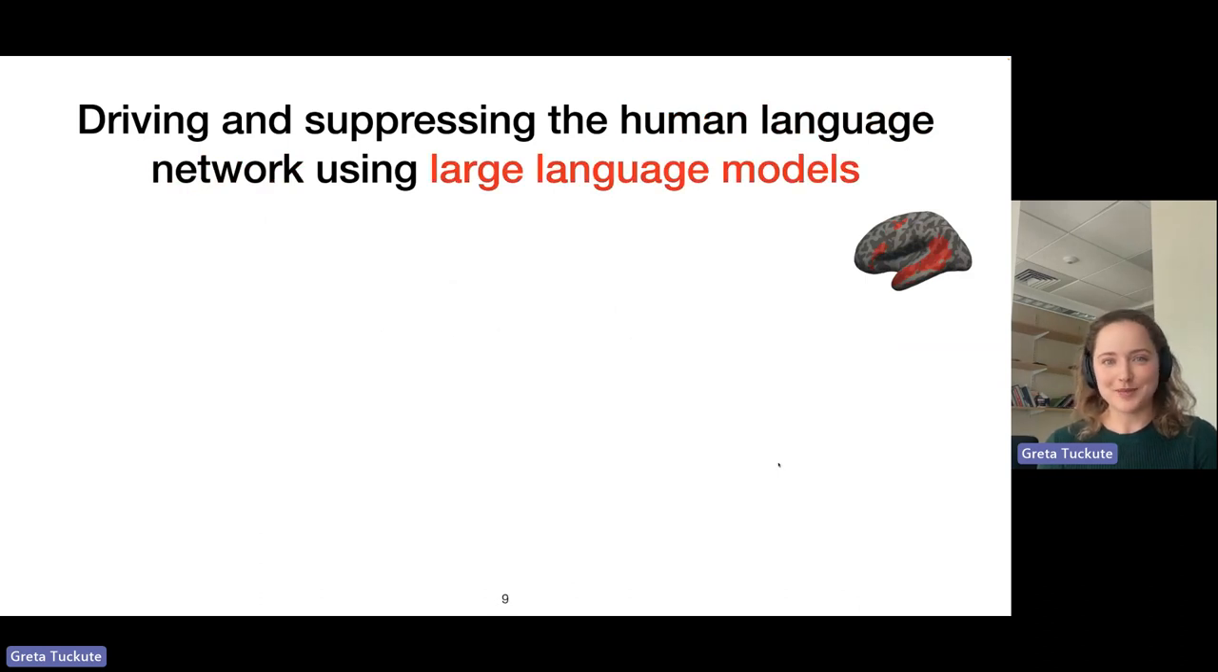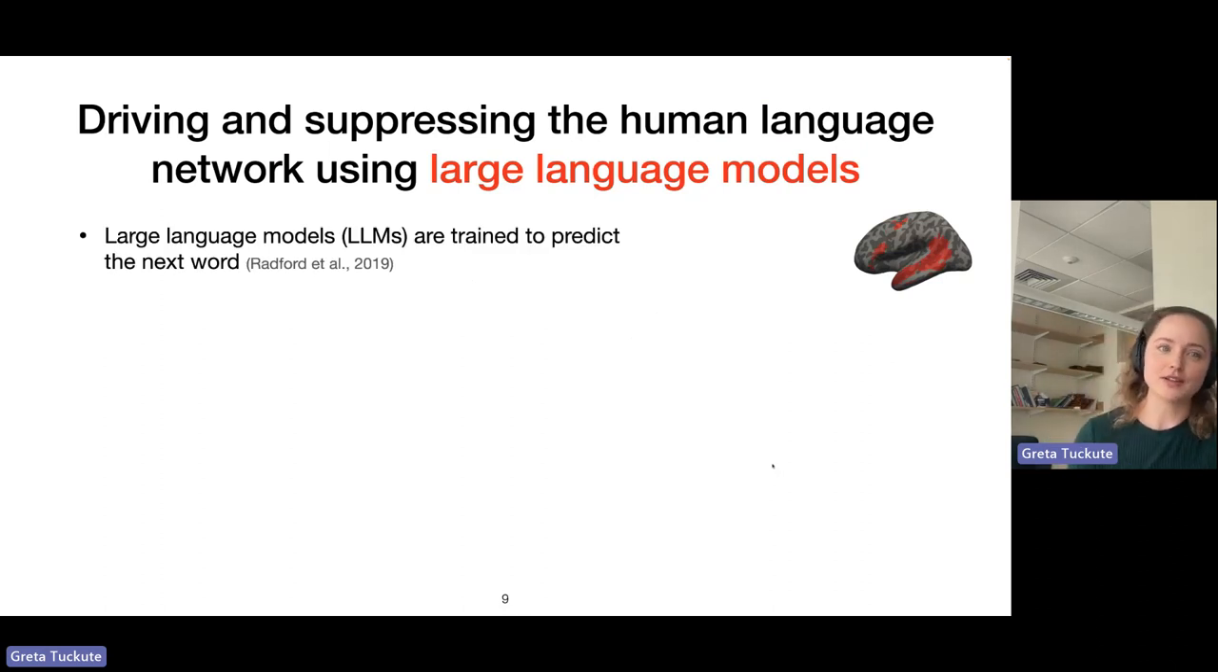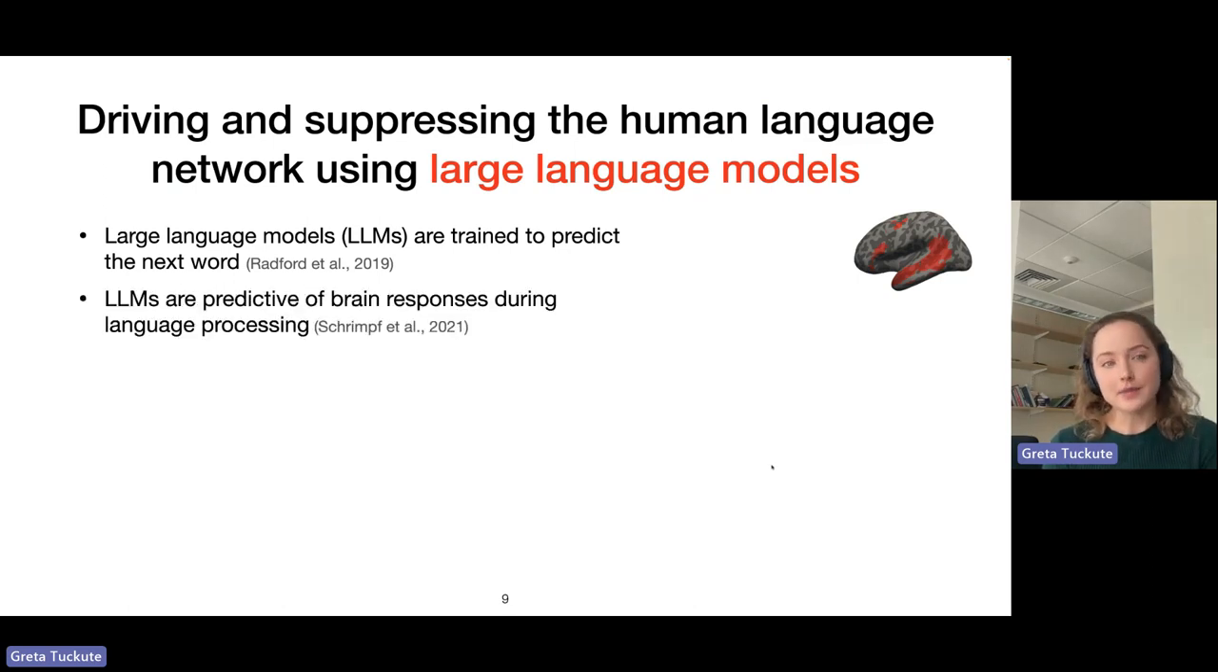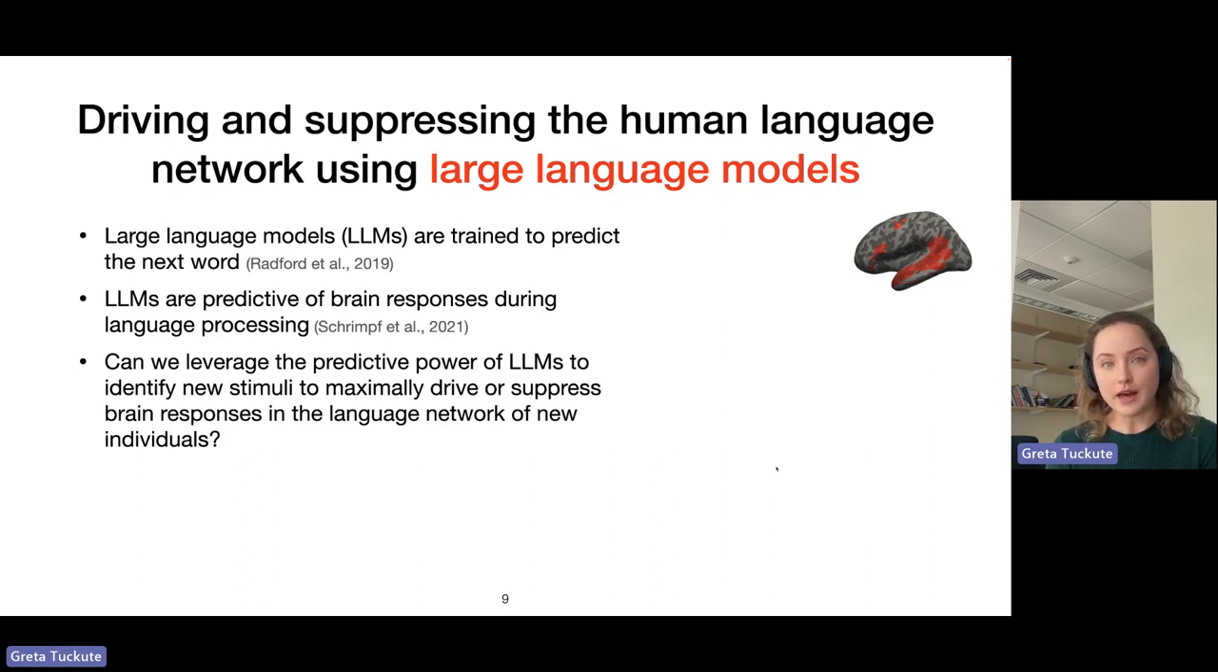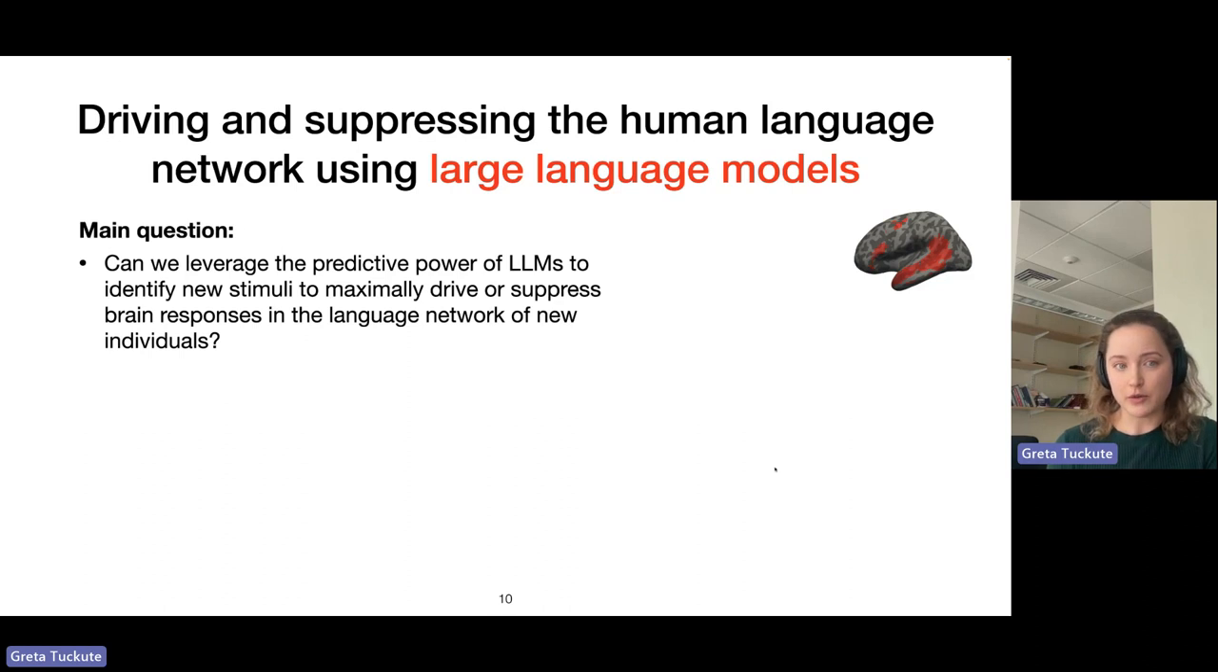Moving on to language models, how do they come into play? How are they relevant to this question? First of all, large language models, LLMs, are trained to predict the next word. Next, LLMs have been shown to be predictive of brain responses during language processing. Then, given that we now have these models, the LLMs, that are able to predict brain responses during language processing, can we then leverage the predictive power of LLMs to identify new stimuli to maximally drive or suppress brain responses in the language network? So this is the main question.